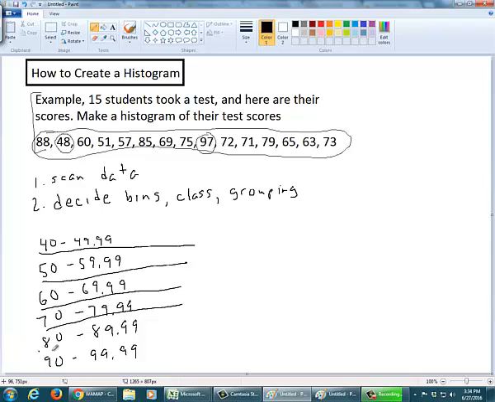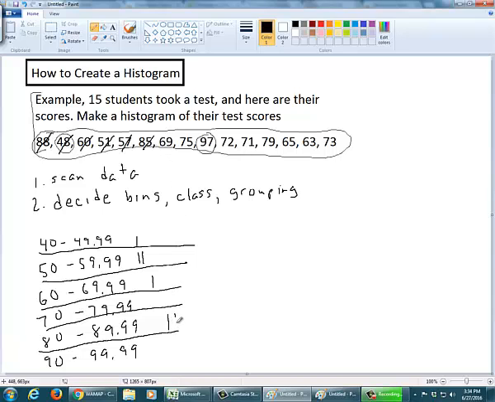Okay, and then I just start counting. And so my first number, 88, I'm going to cross them out as I go to make sure I don't forget anything. 88 goes in this bin. 88 is in the 80s, so put a little tally mark there. 48 goes here in the 40s. 60 is exactly 60, so that would go here in the third group. 51 goes here. 57, that's also in the 50s. Put another tally mark there.